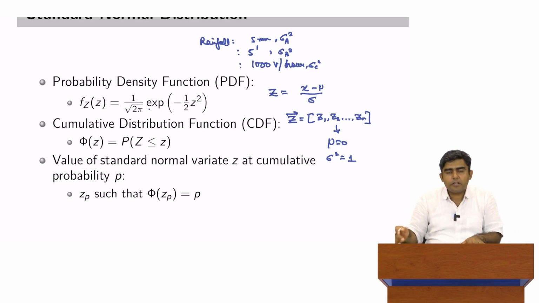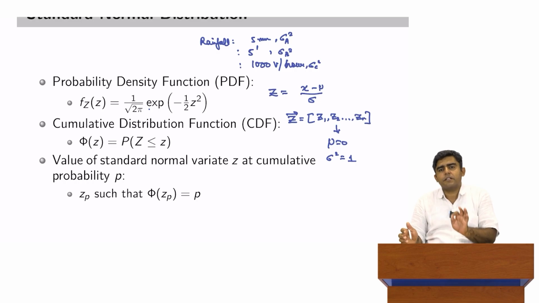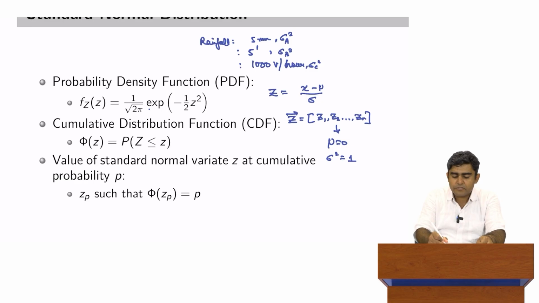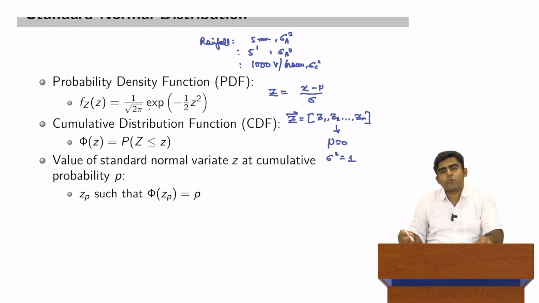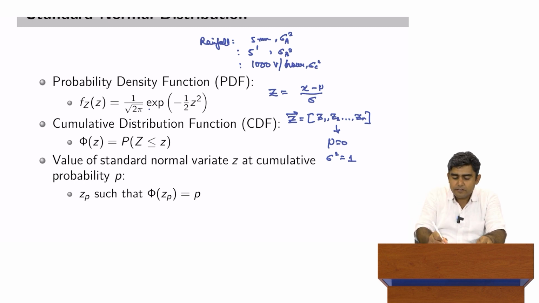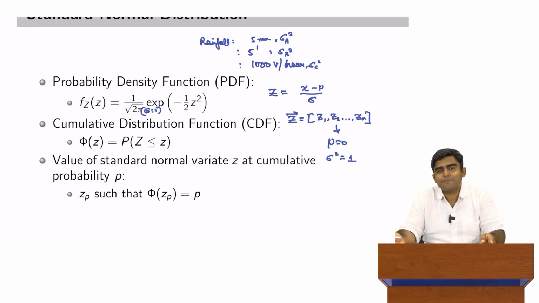So the mathematical form now becomes, instead of f of x, we say it's f of z. Certain books or resources use the notation f of s, S for standard, but here we will be using the notation of z to represent our standardized variable, where f of z is 1 by root 2 pi exponential minus 1 by 2 z square. If you notice here, sigma has disappeared. It has not really disappeared. It has taken the value of 1. So we are implicitly assuming that it's there.